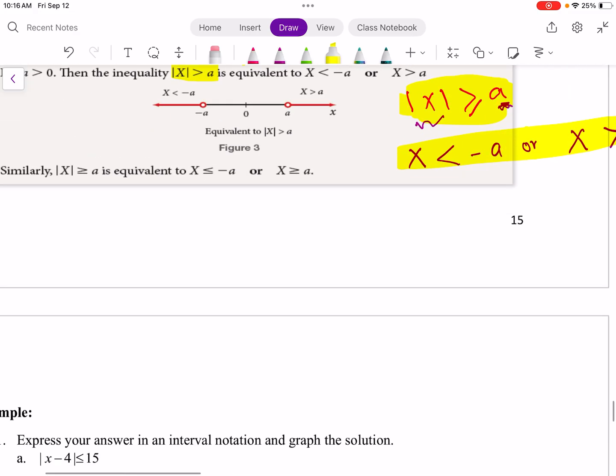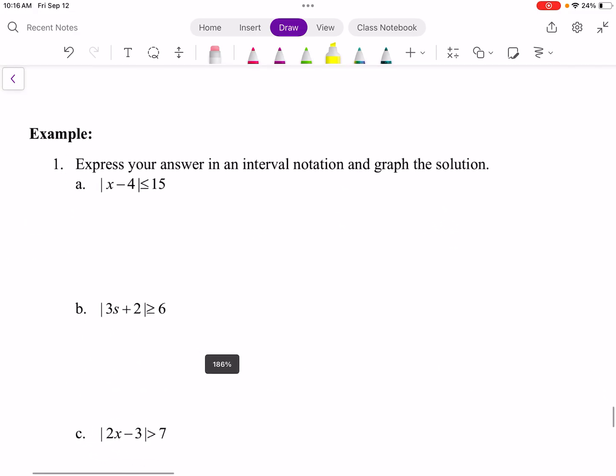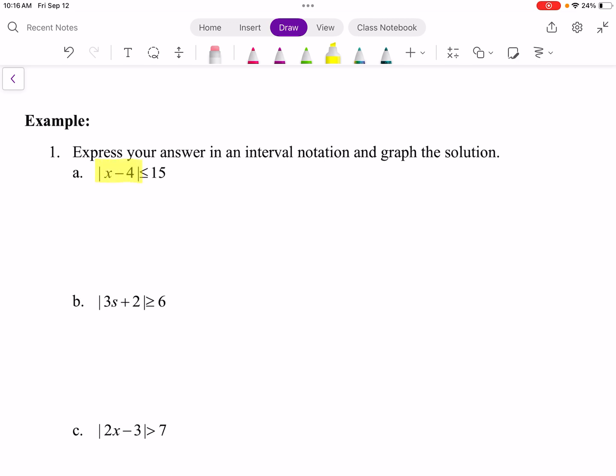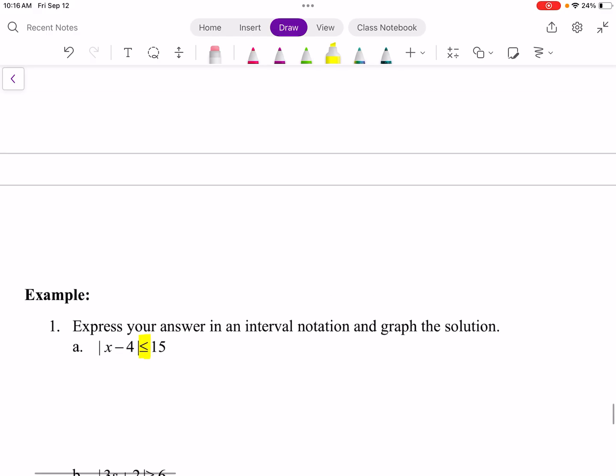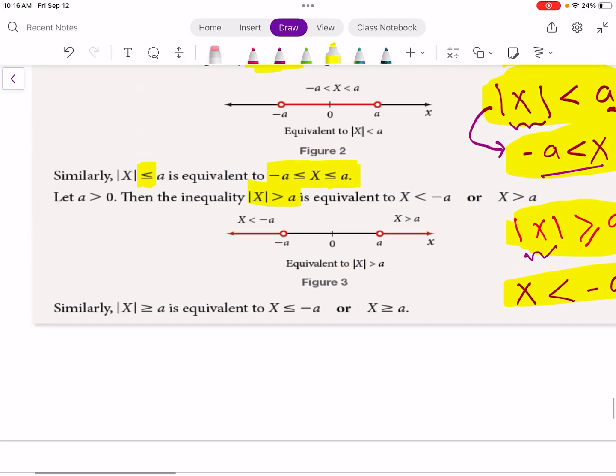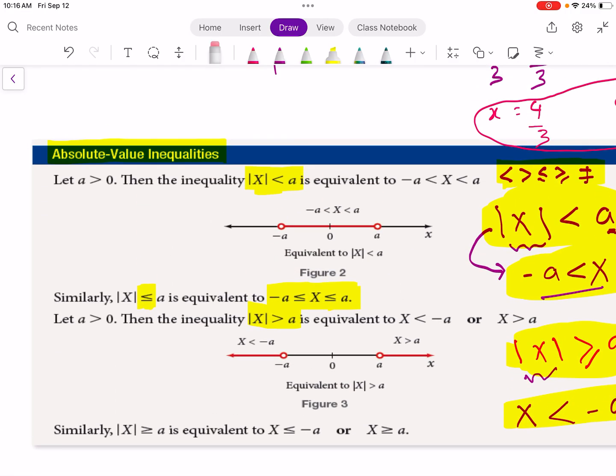Okay, so here we have this. At first you should know what this is. This is an absolute value inequality. Once you know what this is, you look for what type of inequality sign you have. So we have less than or equal to, right? Now let's go back to our definition. We look for less than, the very first definition. See, so we have less than. So this is our definition.